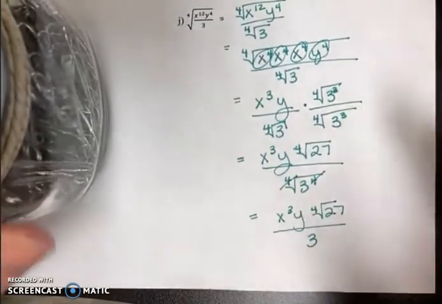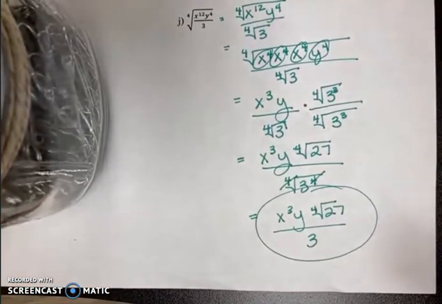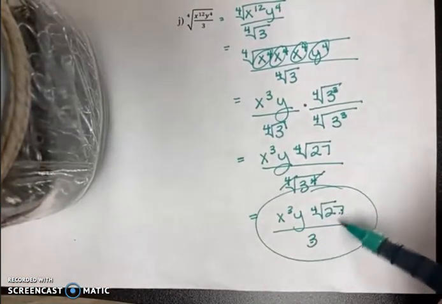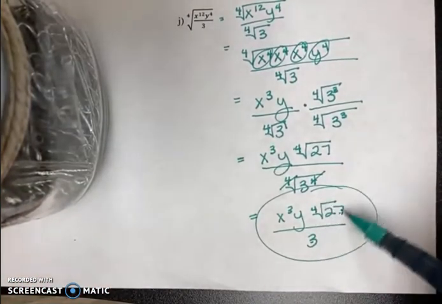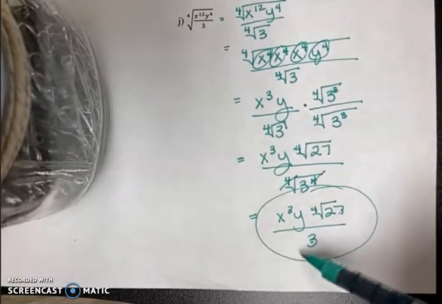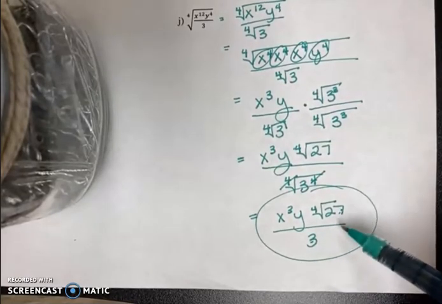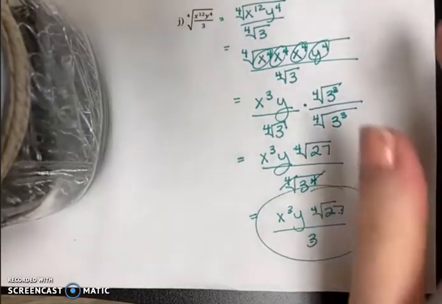So here's my final answer. Make sure you don't try to divide the 27 by the 3 because this is underneath a root and this is a whole number. These are not like terms. You can't simplify that at all.